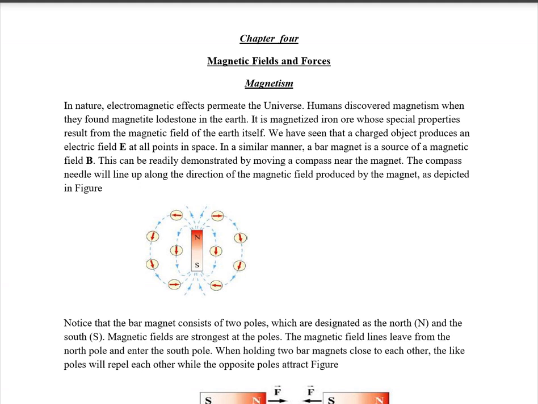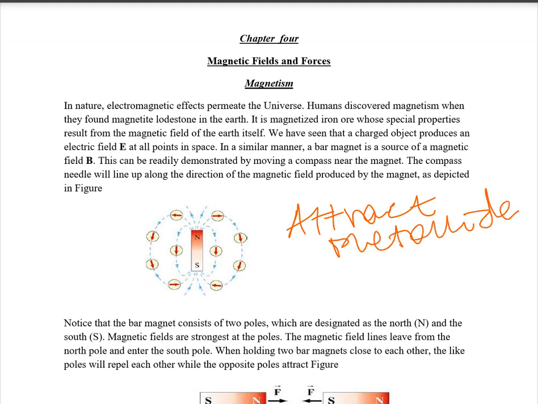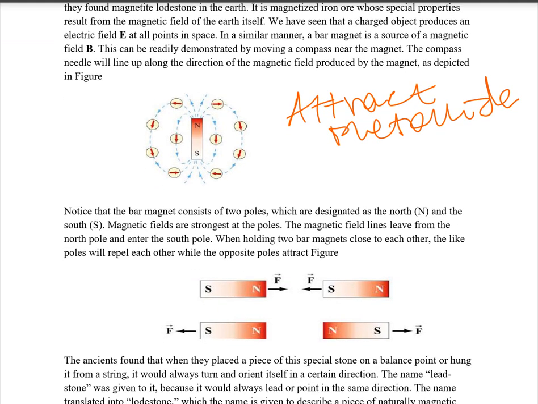What do I mean by magnets? Magnets are metal materials, and they have an ability to attract what? Attract metals or metalloids. When we say metalloids, they have a metal property and are attracted by metals.